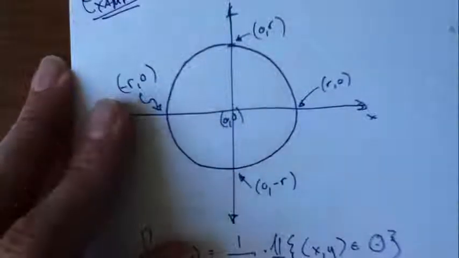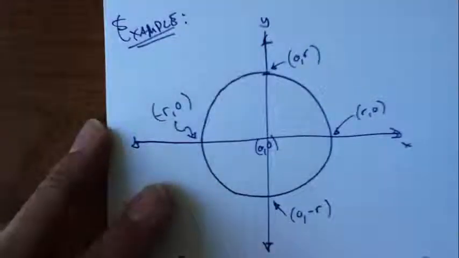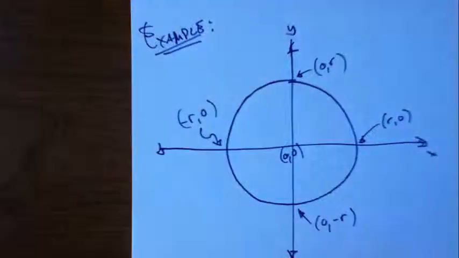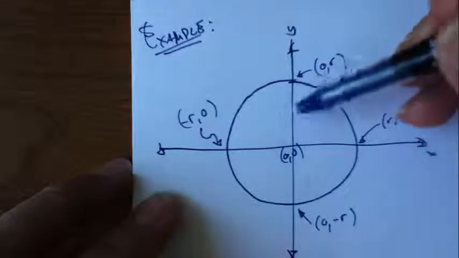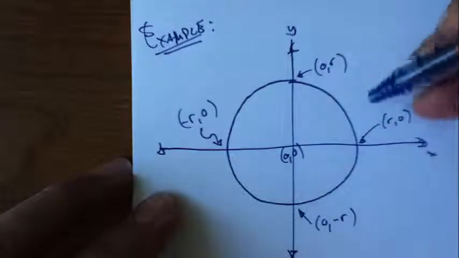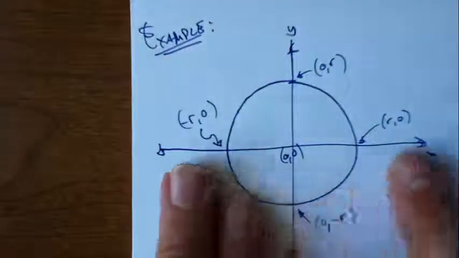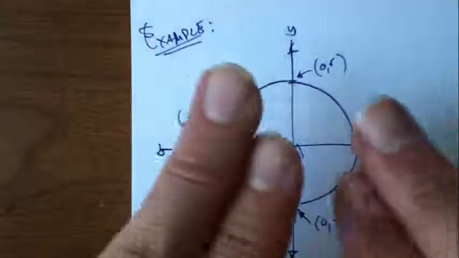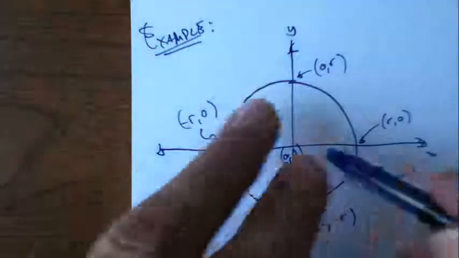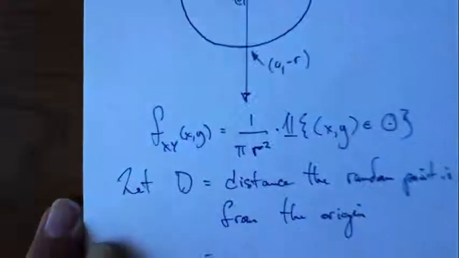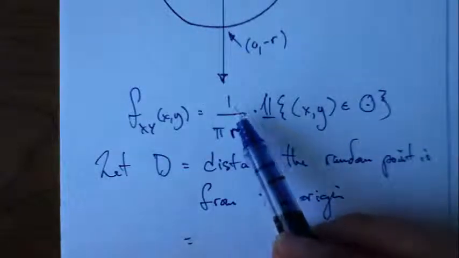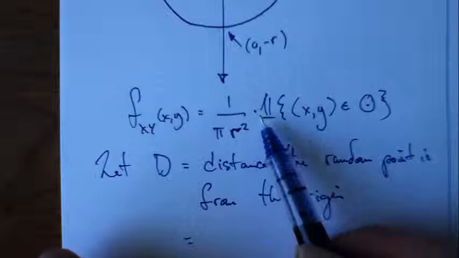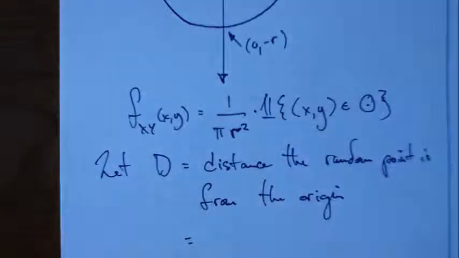Neat little example. We'll do this one a little bit differently, though. Remember this problem we had where you throw a random dart and it lands somewhere in this circle with probability 1, and so the density function is 0 outside the circle, but inside the circle it's uniform. Remember that? So it's equally likely to land anywhere in the circle. In fact, here's the density function we have. We already did this in a previous example. It's 1 over pi r squared times the indicator function that the random point is actually inside the circle.